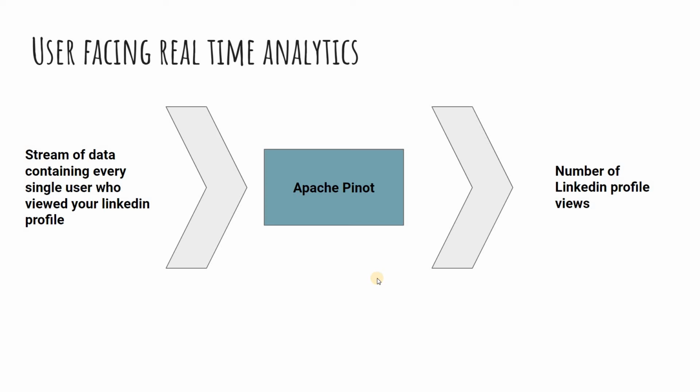Let me give an example for user-facing real-time analytics. When you log into LinkedIn, there is a page wherein you can see the number of profile views you're getting in LinkedIn. How does this work? In this particular case, we have all the profile view data which is going into Pinot. And whenever you log into LinkedIn and you say, I want to see who viewed my profile, your application makes a query to Pinot asking for this and Pinot responds back. This is a user-facing real-time analytics use case because here you have continuous data which is flowing into Pinot as well as you have real-time queries which are run on Pinot.